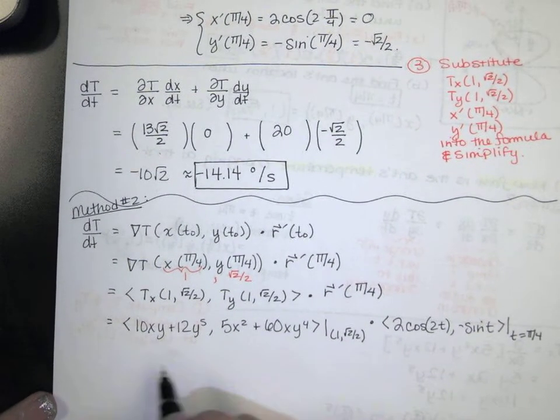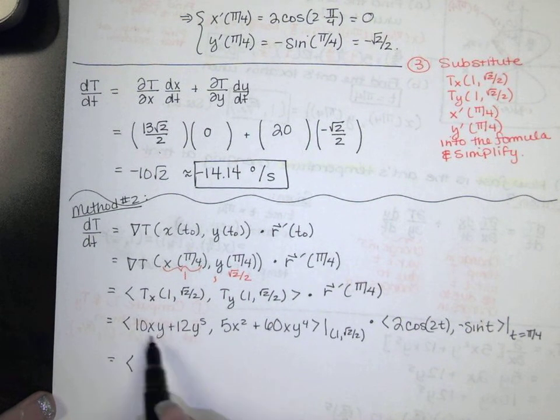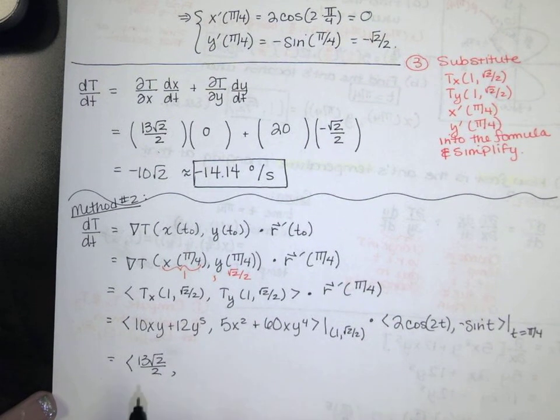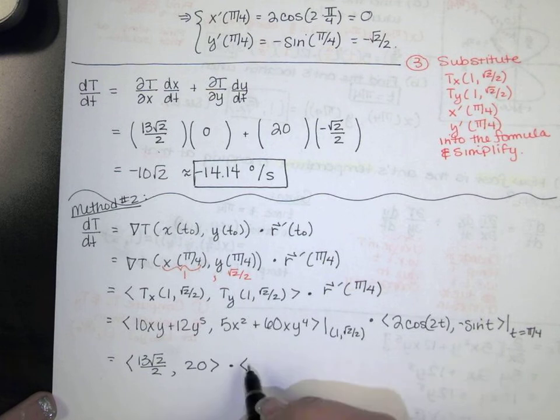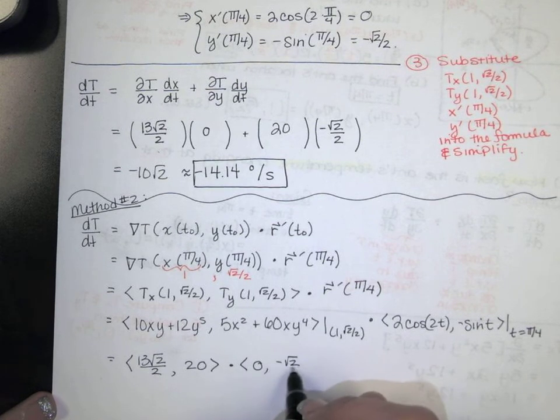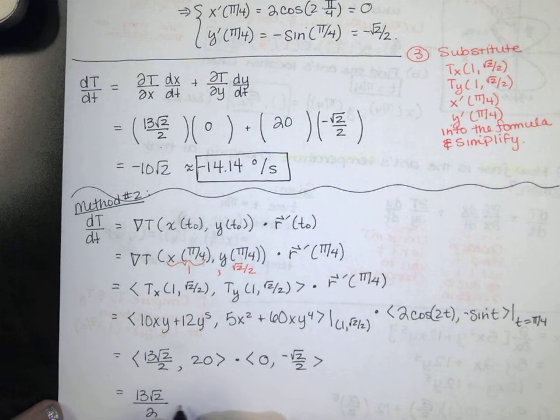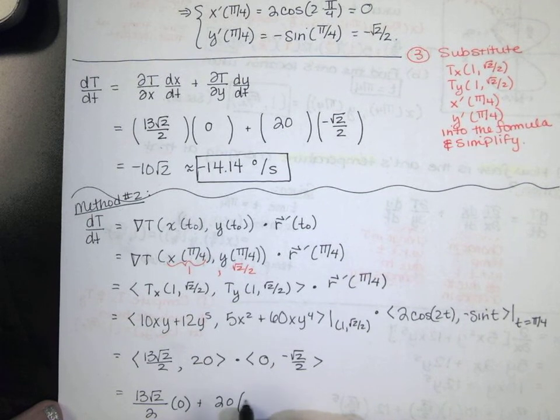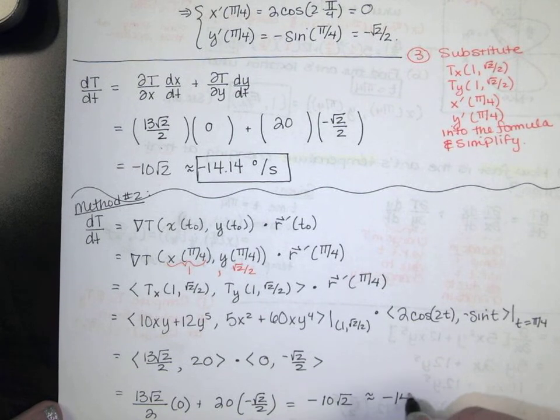Well, when I substitute in 1 and root 2 over 2 here, the value I get for this is 13 root 2 over 2, and the value I get for this is 20. When I substitute t equals pi over 4 here, I get 0 and negative square root of 2 over 2. And then when I take the dot product, I've got 13 root 2 over 2 times 0 plus 20 times negative root 2 over 2. So we still get negative 10 root 2, or approximately negative 14.4.